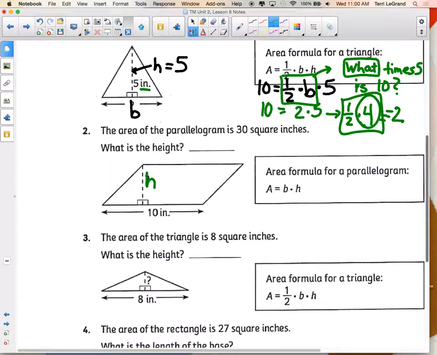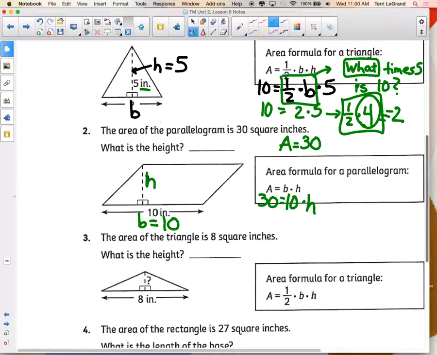Do we know the area? Yes, what is it? 30, let's write that down. What else do we know? The base. We know that the base is 10. Okay, that covers all of them. A, B, H, doesn't it? What are we going to put in for A? 30. What are we going to put in for B? 10. What are we going to put in for H? H, because we don't know what it is.